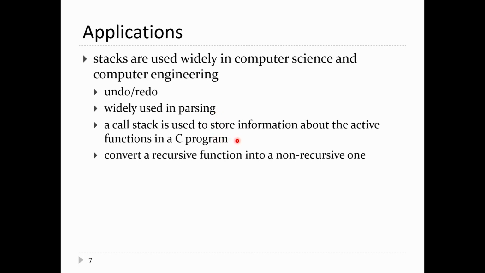The way most C implementations work is that there's something called the call stack. The call stack is used to store information about any functions that are active in your C program. Every time you call a function, a version of that function gets pushed onto a stack somewhere. If that function calls another function, that other function gets pushed on top of the stack. When that function finishes, it gets popped off the stack, and control flow goes back to the next element on the stack, and so on and so forth.